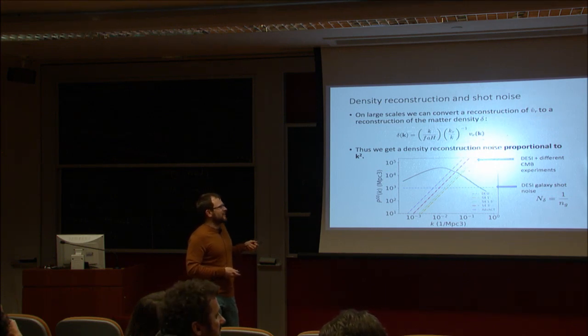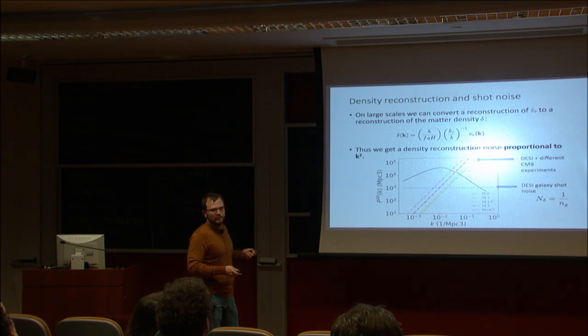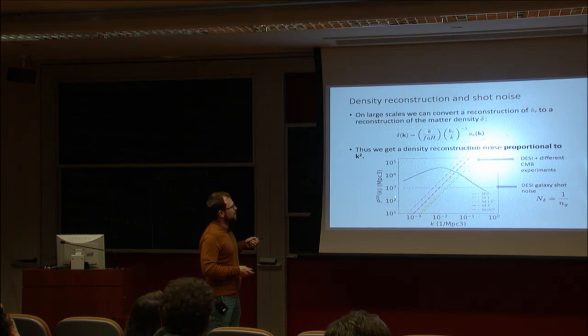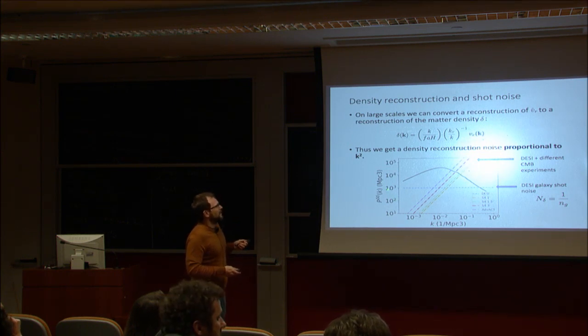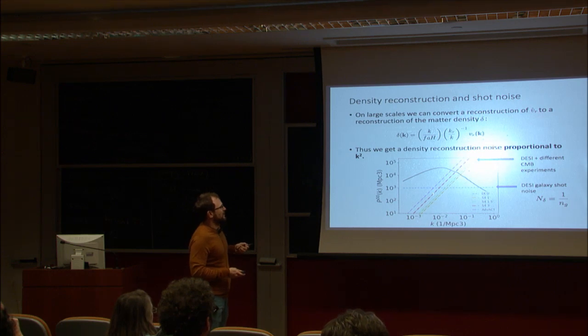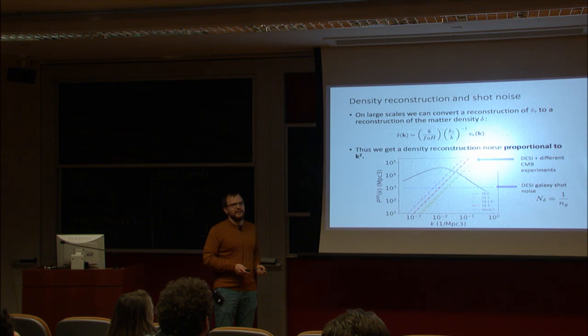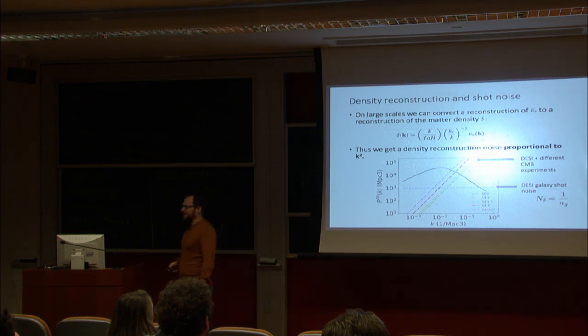This is DESI, and here with some CMB experiments, for example the CMB-S4 that we've been hearing about. If DESI gives you this shot noise on these modes, this here would be the noise that we get from the velocity reconstruction. So we get a better noise on large scales. So now, what can we do with this?